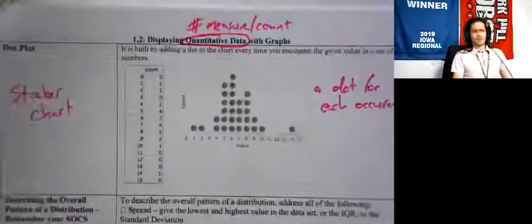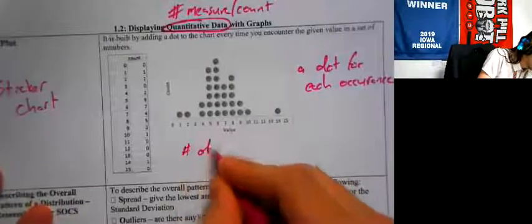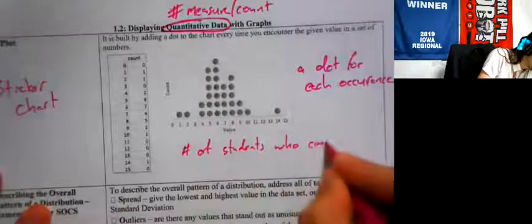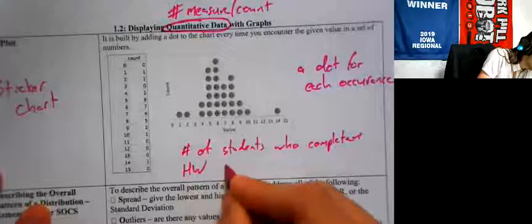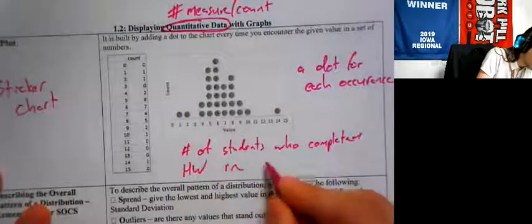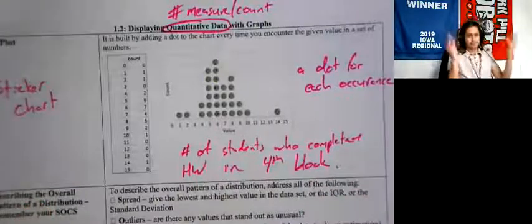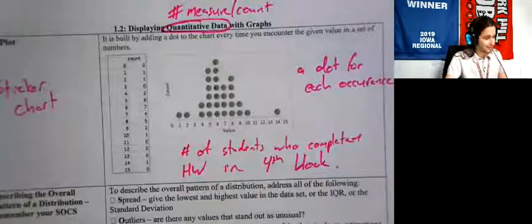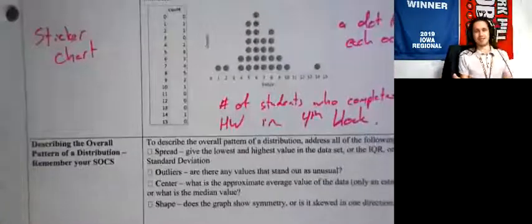Why do I show you this? All right, so this could be the number of students who completed homework in my third, fourth block, whatever. And I put a sticker every day for how many students completed the homework, and the most common answer was 6. Great. So what's the big point of today's lecture?